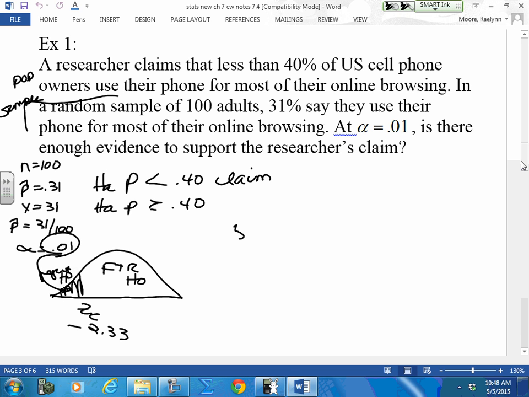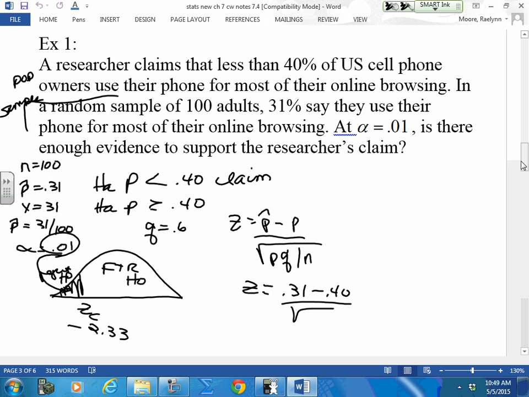So now we're going to test using your test statistic, which is Z. Z equals p hat, that's your sample, minus your population p, over the square root of p times q divided by n. So we know p is 0.40. What's q? Good. Q is 0.60. So now, just fill them in. Your p hat was 0.31 minus 0.40 over the square root of 0.4 times 0.6 divided by 100.